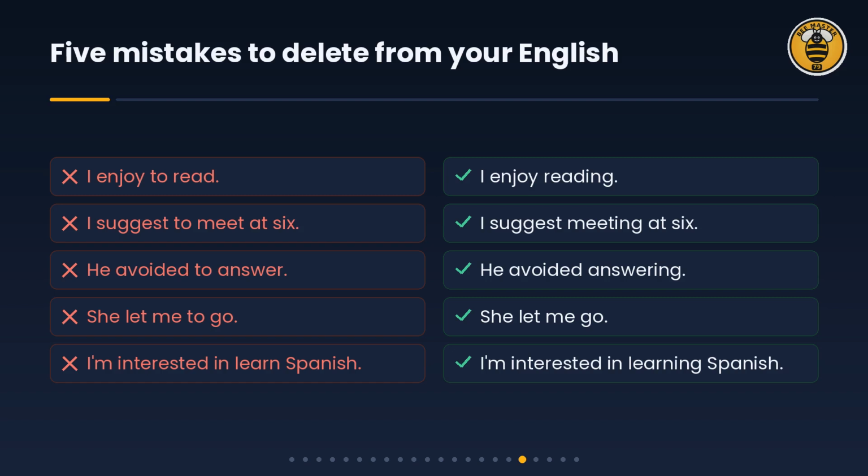Number 4. She let me to go is wrong. After let and make, there is no to. She let me go. Number 5. I'm interested in learn Spanish is wrong. In is a preposition, so we need ing. I'm interested in learning Spanish.